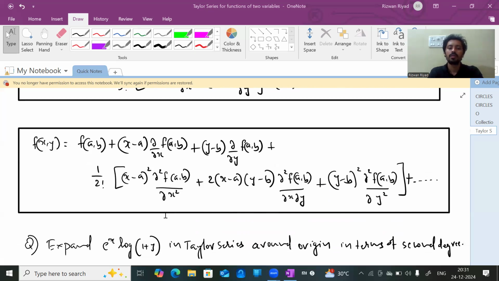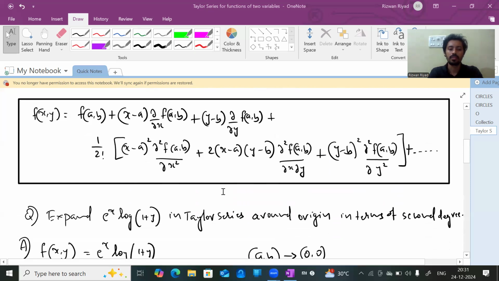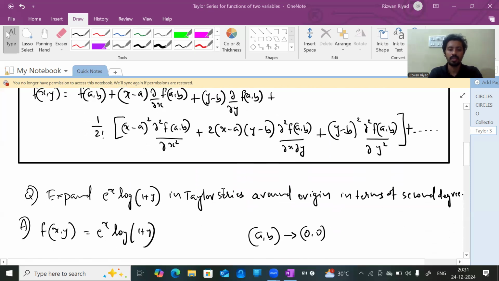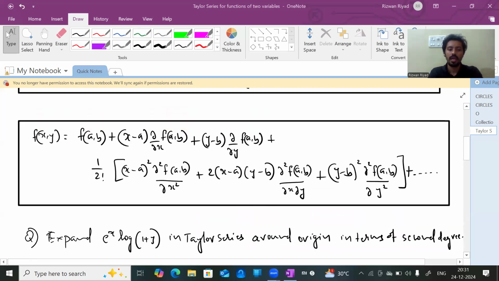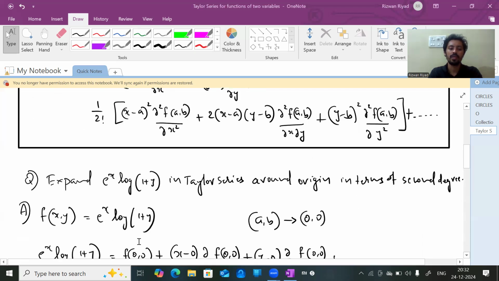Now let's solve one question based on this. See this question: expand e raised to x log(1 plus y) in Taylor series around origin in terms of second degree. That means we are given a two variable function in x and y, f of x, y, e raised to x log(1 plus y). So what is our f of x, y here? f of x, y equal to e raised to x log(1 plus y). That is our two variable function here.